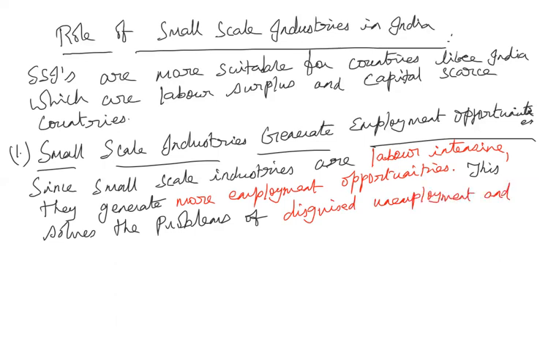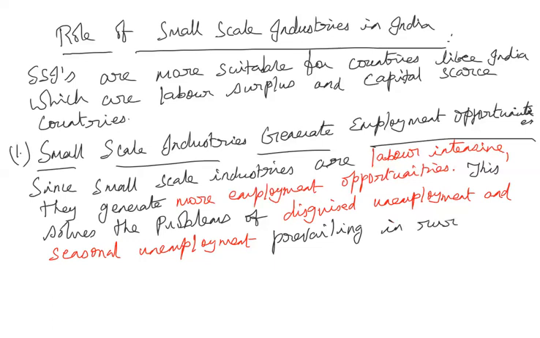And apart from the general unemployment, this also solves the problem of disguised unemployment and seasonal unemployment prevailing in the rural areas. Because if the small scale industries are established in the rural areas, then the extra labor force employed in agriculture, the disguisedly unemployed labor force, can be transferred from the agricultural sector to the small scale industries. In that way, it solves the disguised unemployment. And also off season, the genuinely employed labor force in the agricultural sector can get employment in the small scale and cottage industries. So in that way, it is solving the problem of disguised unemployment and seasonal unemployment in rural areas.